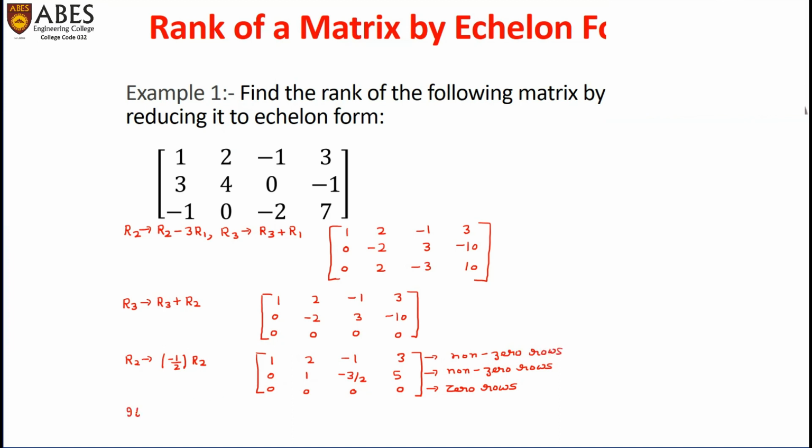So, it is an echelon form. Hence, the rank of the matrix is equal to the number of non-zero rows. How many non-zero rows are there? Two. That is, the rank of the matrix is 2.